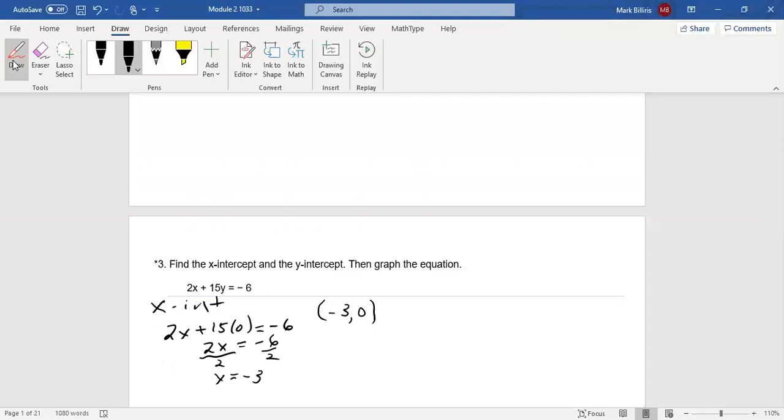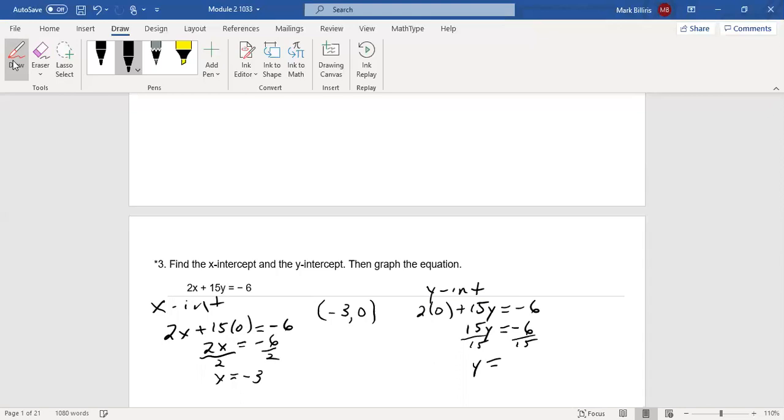So my x-intercept has the coordinates (-3, 0). Remember, I always substitute 0 in for y, and so notice my second coordinate is 0. Now I need to find my y-intercept. So to find my y-intercept, remember you substitute 0 in for x. So I have 2 times 0 + 15y = -6. And 2 times 0 is 0. So that's just going to leave me 15y = -6. And remember, you're solving for y. So you're going to divide both sides by 15.